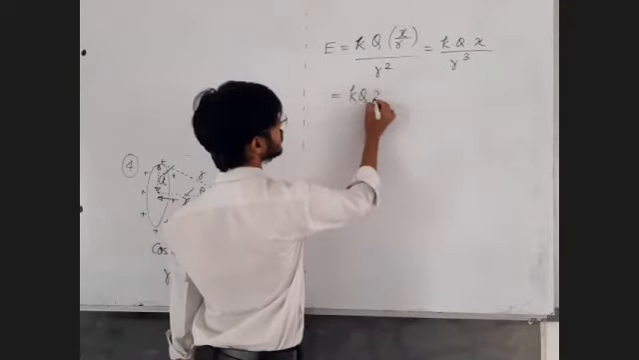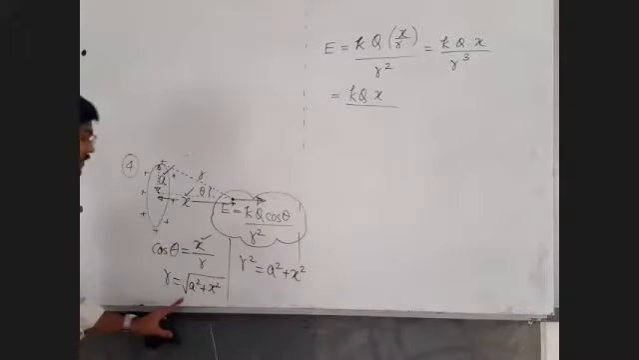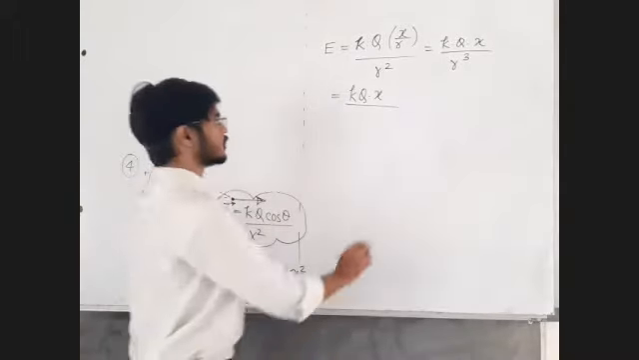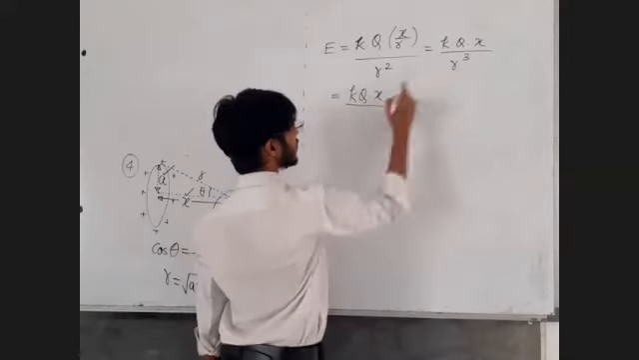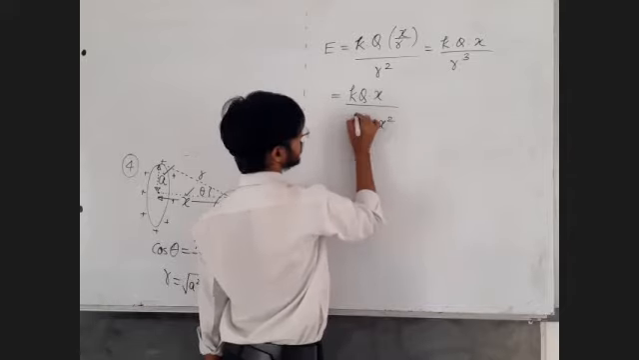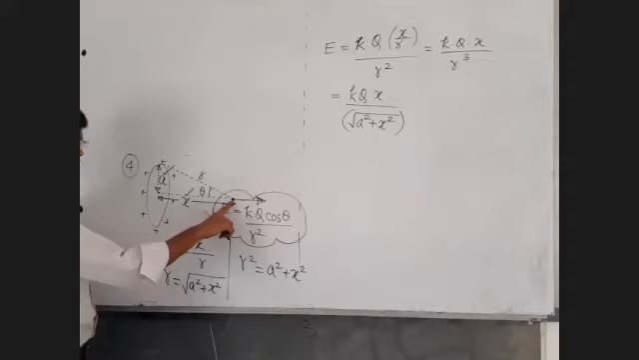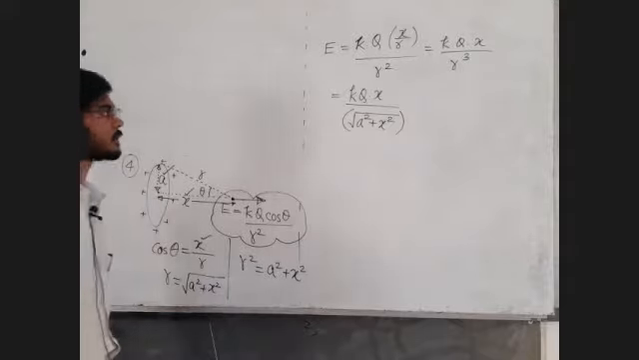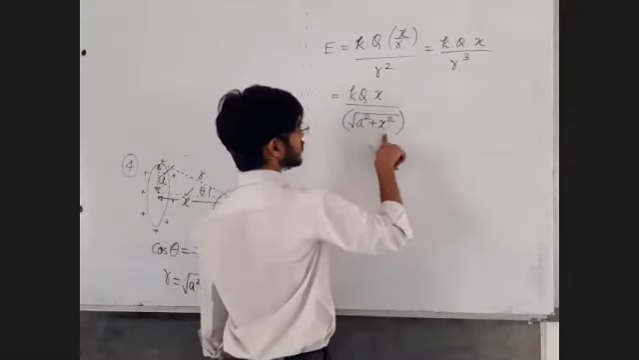K q x upon, sir, this is r cube. But sir, r is under root a square plus x square. Both the replacements we have to do, cos theta and r. Now we are doing the r replacement. R is under root a square plus x square, where x is the distance of the given point from the center of the ring, that is, a distance on the axis.